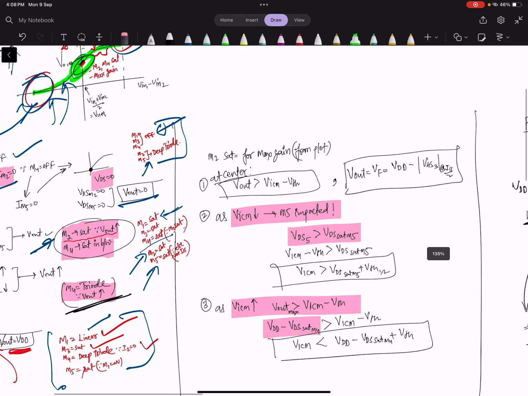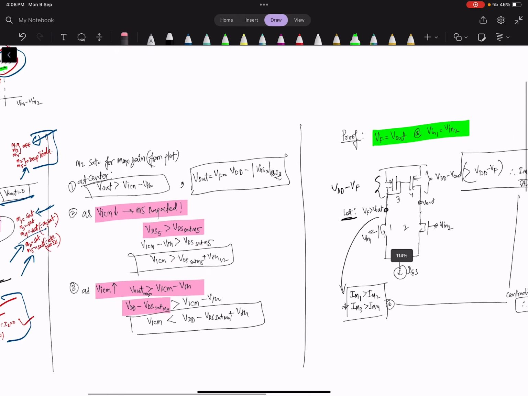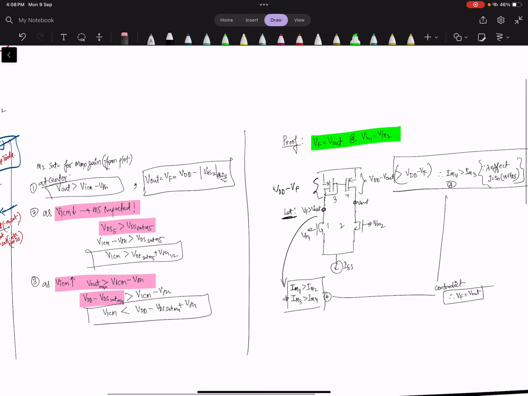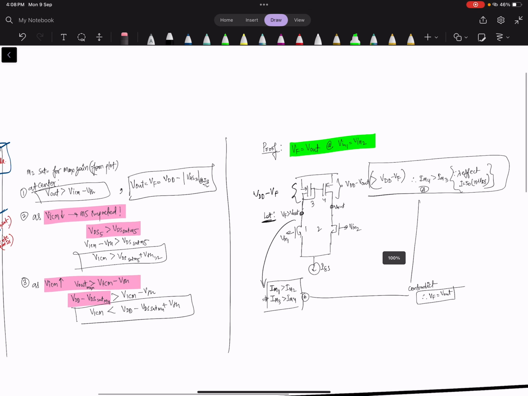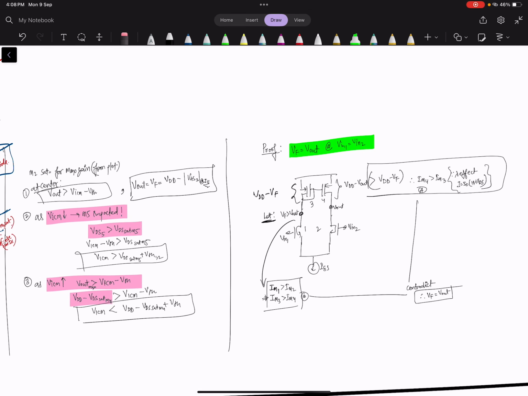Now just a few things to understand here, I'll show you: in the common mode signal, when these are the same, everything has to be in saturation.